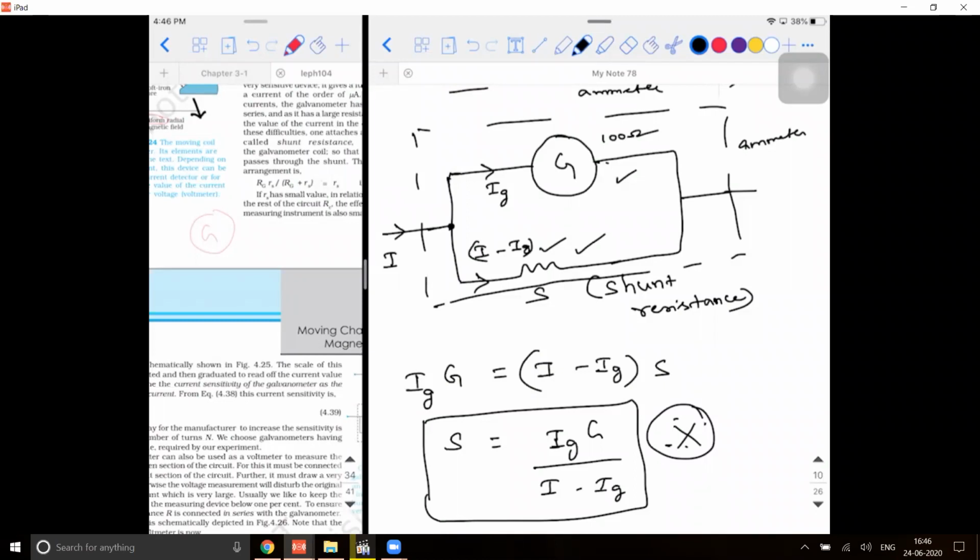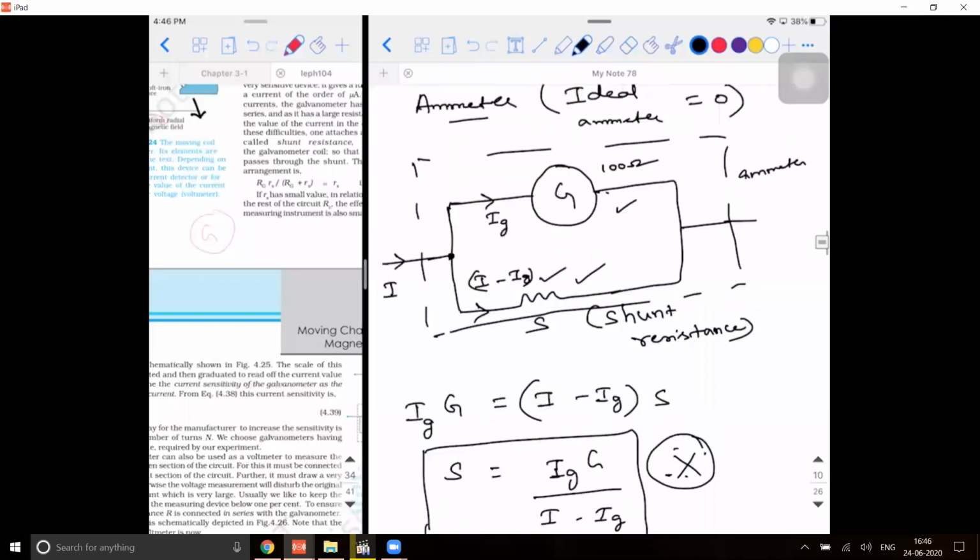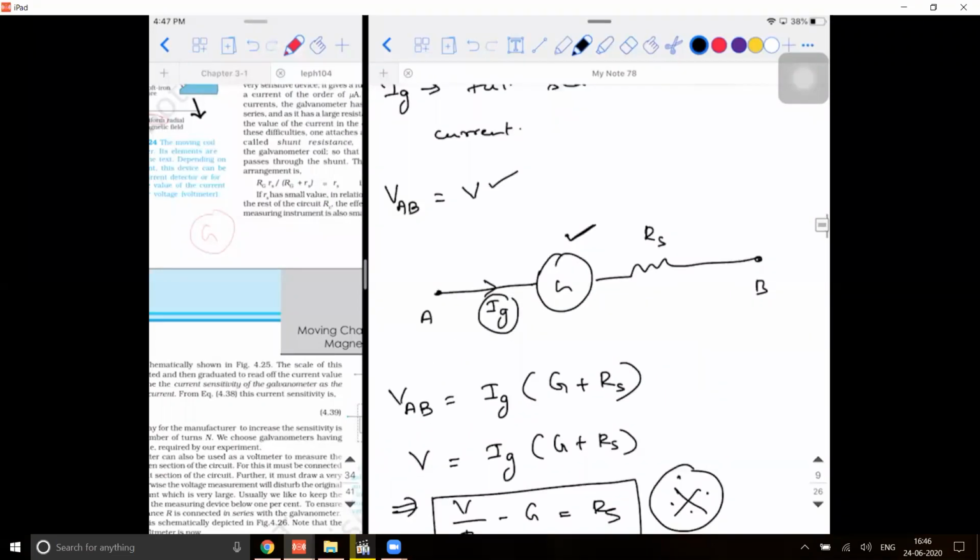One common mistake that happens is this: when I say a galvanometer is to be converted to an ammeter, you should say there is a shunt resistance that is connected across the galvanometer, or you can say there is a shunt resistance which is connected in parallel to the galvanometer, which is also accepted. But for a voltmeter, you are not supposed to say that there is a shunt resistance which is connected in series. Just because I wrote S here, don't call it a shunt resistance. Shunt itself means parallel.